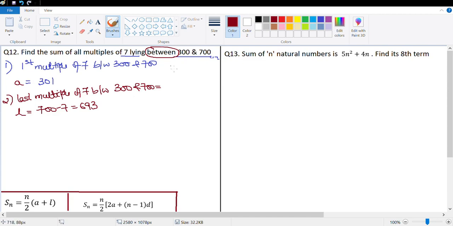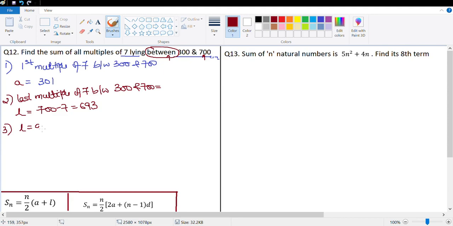I repeat, 700 is divisible by 7, but they need a term which is between 300 and 700. Clearly 700 is not between 300 and 700, so the last term will be one multiple less than 700, in this case 700 minus 7, which is 693. So we have the first term, we have the last term. We need to get the sum. For that, I need to calculate the number of terms as well.